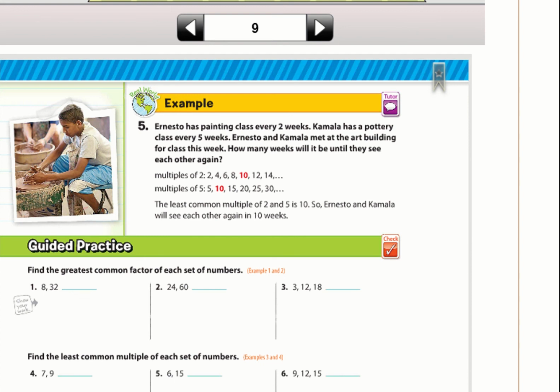So we do multiples of 2. It's 2, 4, 6, 8, 10, 12, 14. Multiples of 5: 5, 10, 15, 20, 25, 30. And they did the list method. 10 is both common, and that's our least common multiple. So it'll be 10 weeks.